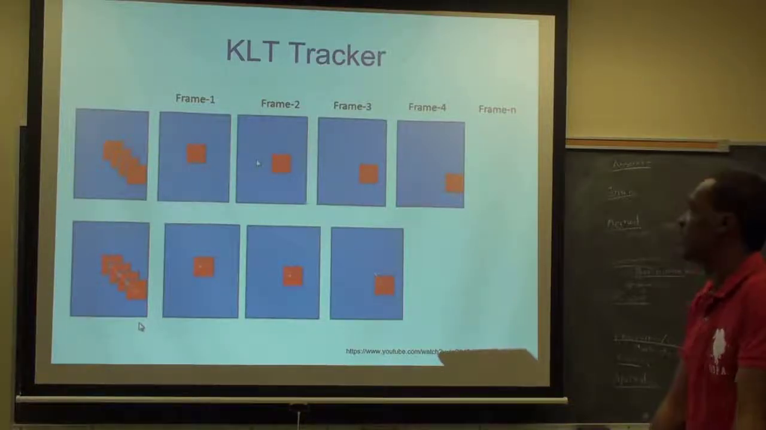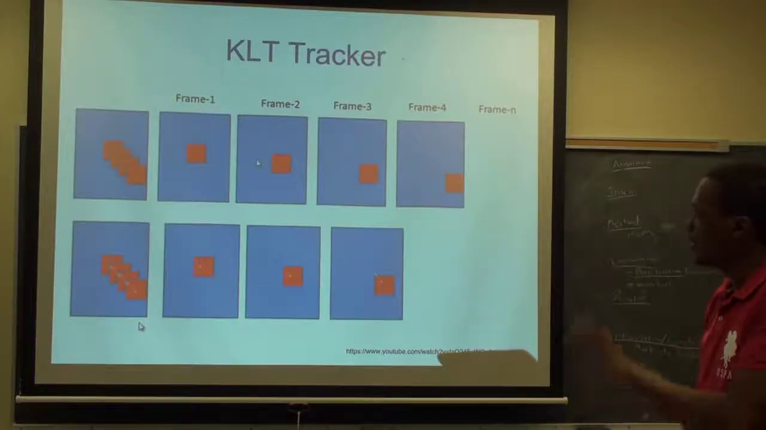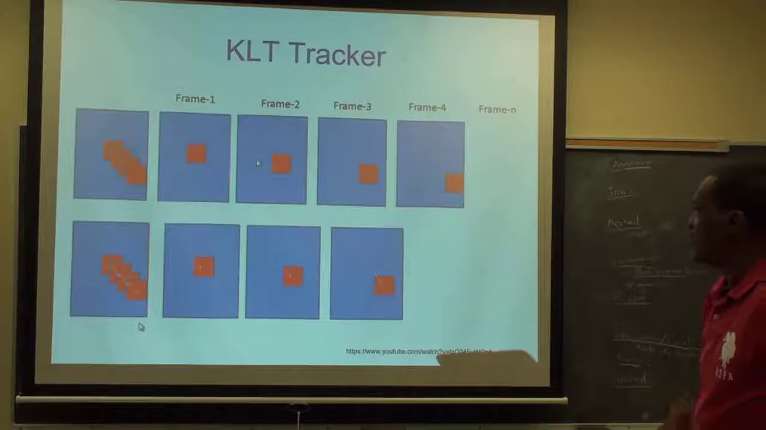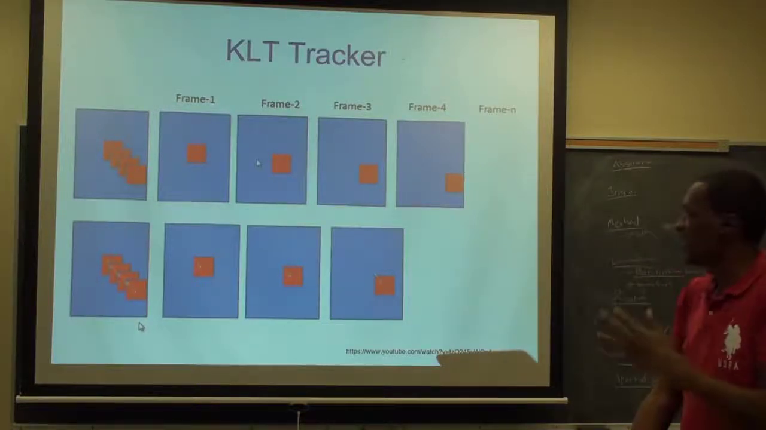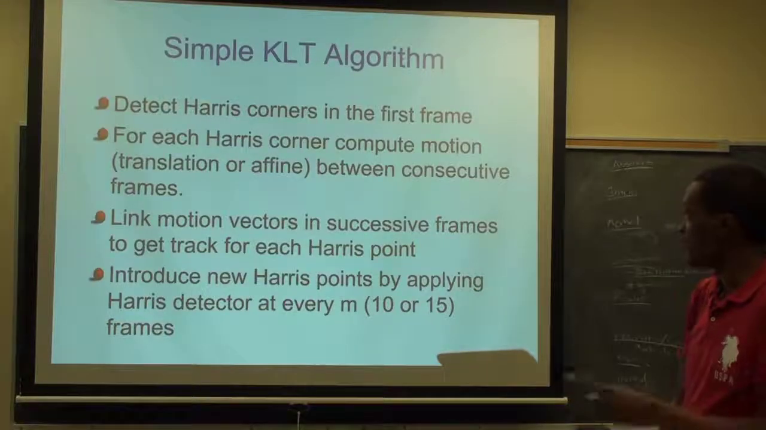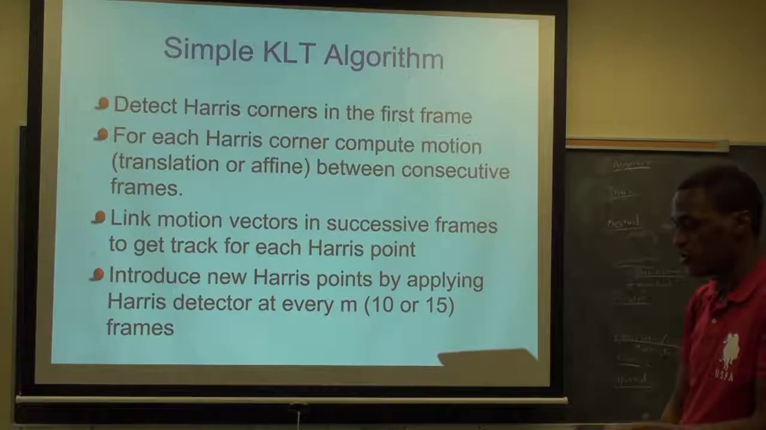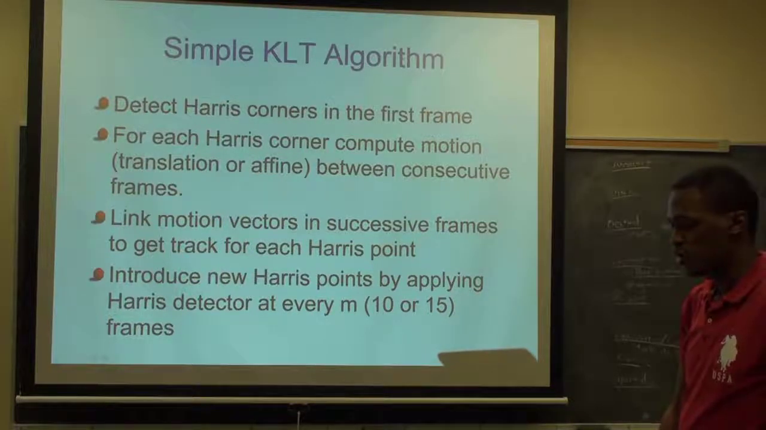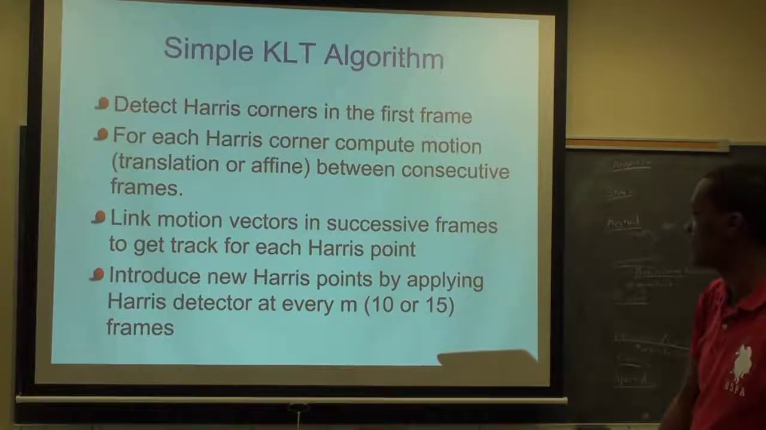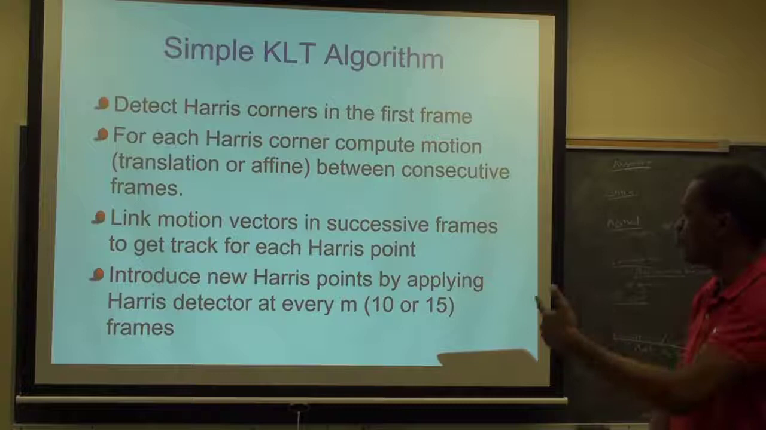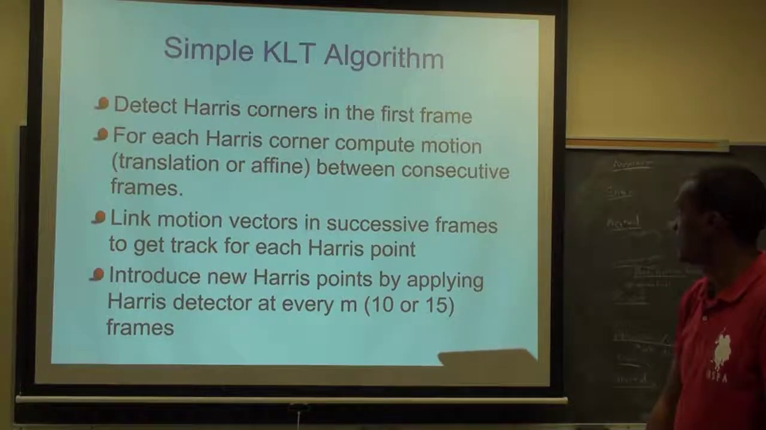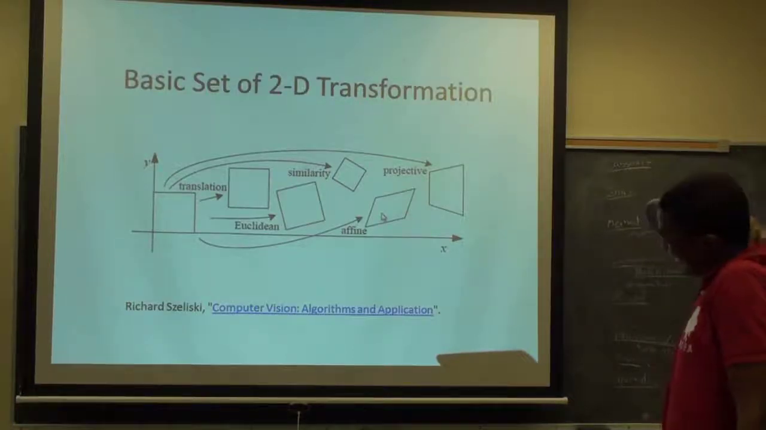However, real life scenarios are more complex than that. For example, this rectangle could be turning around. It could be going in and out of view in some cases. And so this is the algorithm we're looking at. We detect the highest corner in the first frame. For each corner, we compute the motion translation between consecutive frames, link motion vectors in successive frames, and then we do it over again. Introduce new corner points by applying the corner detector every 10 to 15 frames.